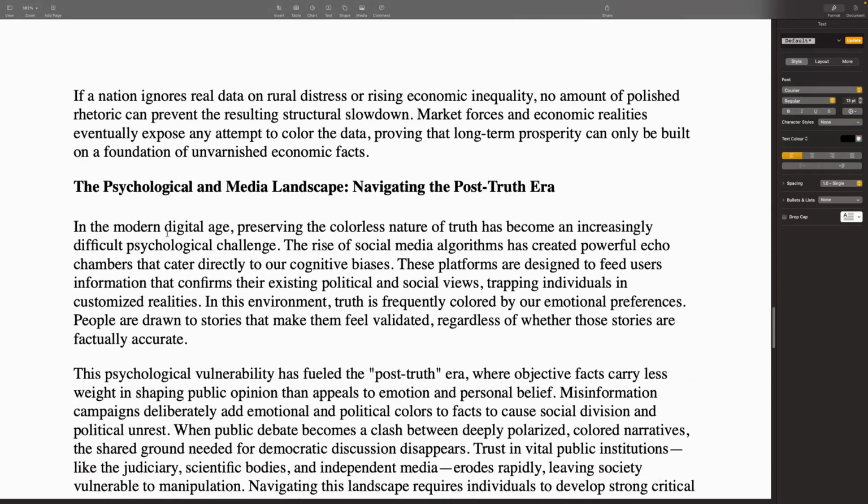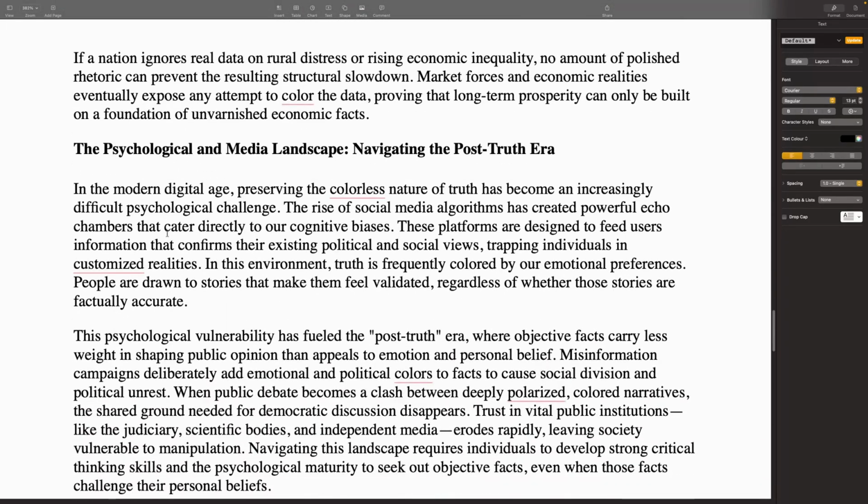If a nation ignores real data on rural distress or rising economic inequality, no amount of polished rhetoric can prevent the resulting structural slowdown. Market forces and economic realities eventually expose any attempt to color the data, proving that long term prosperity can only be built on a foundation of unvarnished economic facts.